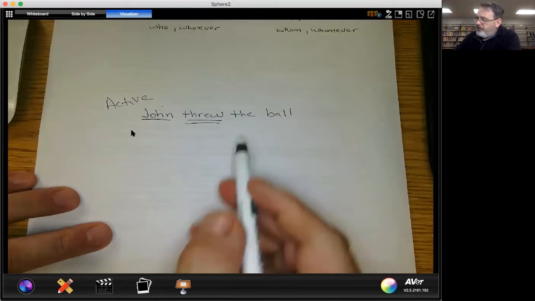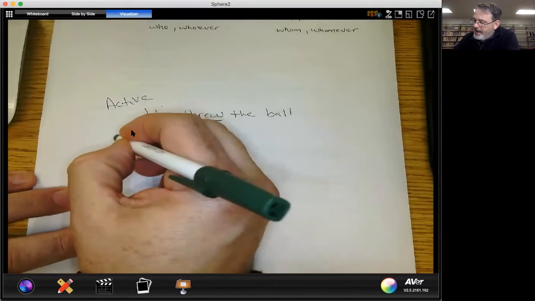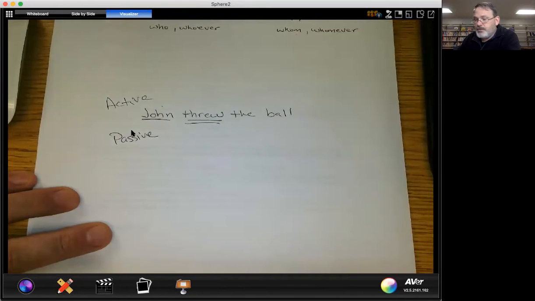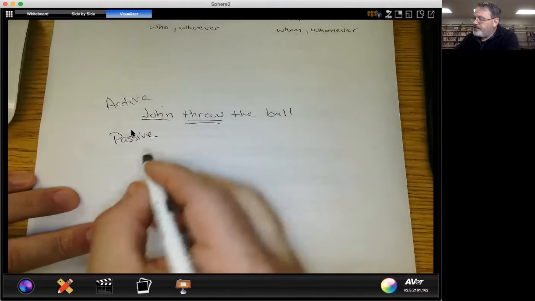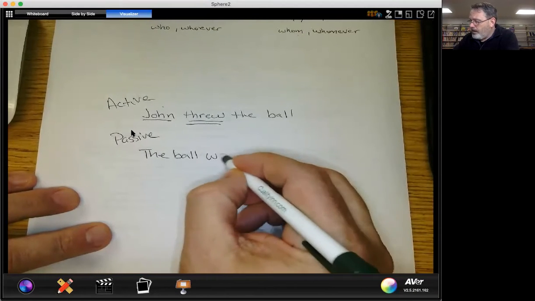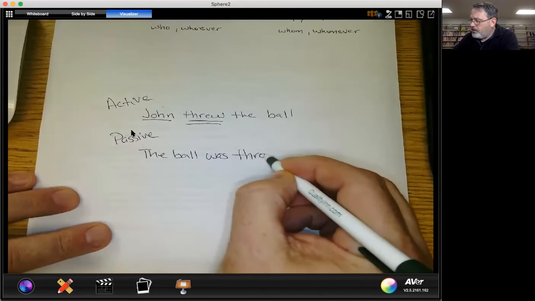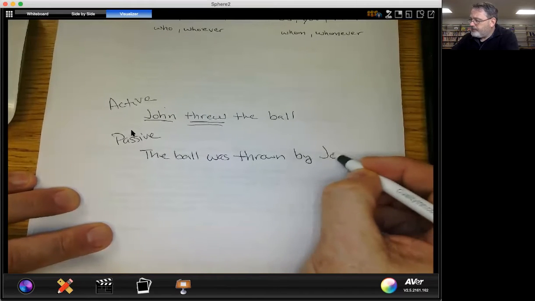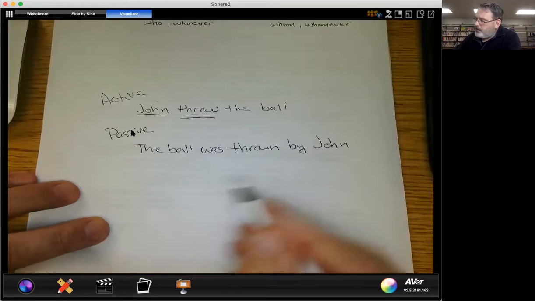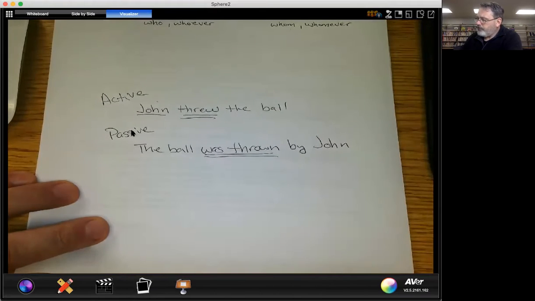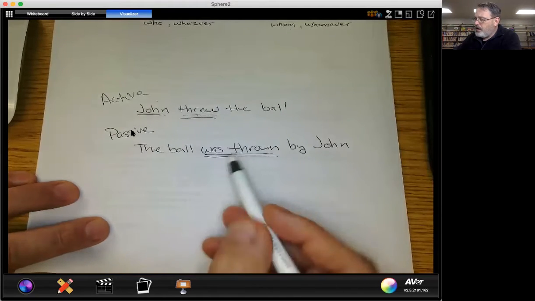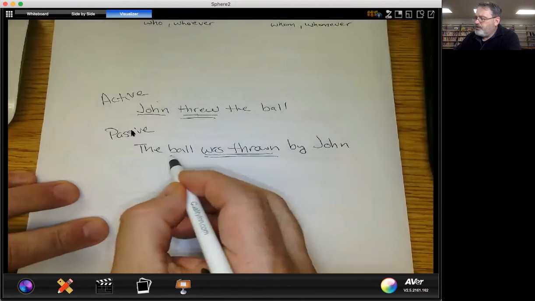Now, if it's passive, something other than the subject is doing the action. The passive version of this sentence would be, the ball was thrown by John. So what's the verb of this sentence? Well, it's was thrown. See, in the active version, threw is past tense, was thrown is past tense as well. What was thrown? Well, it was ball.